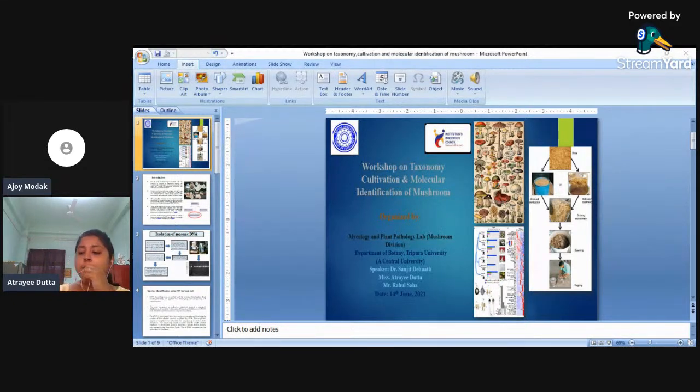Today I am talking about the identification of mushrooms on the basis of some molecular features. I will try to give some information about how we perform these techniques in our laboratory. The main question is why we are doing this molecular study, because already different techniques and methodologies are available for molecular and morphological studies.